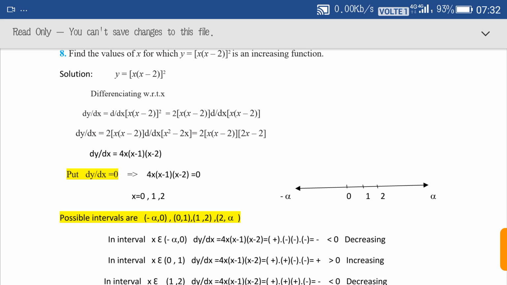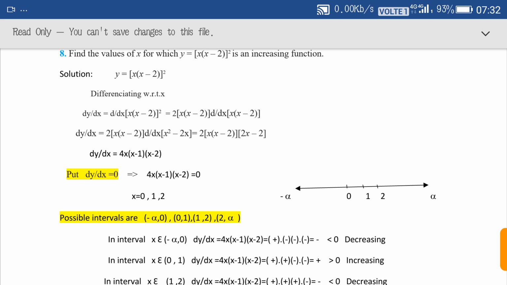Now d/dx of x(x − 2) according to the chain rule. So dy/dx becomes 2[x² − 2x] times d/dx of (x² − 2x). Thus we get 2(x² − 2x)(2x − 2), so dy/dx becomes 4x(x − 1)(x − 2). Now put dy/dx equal to 0. Solving it, we get the values of x as 0, 1 and 2.